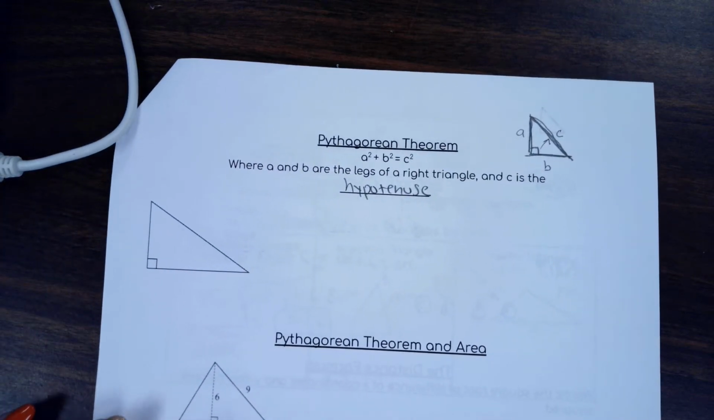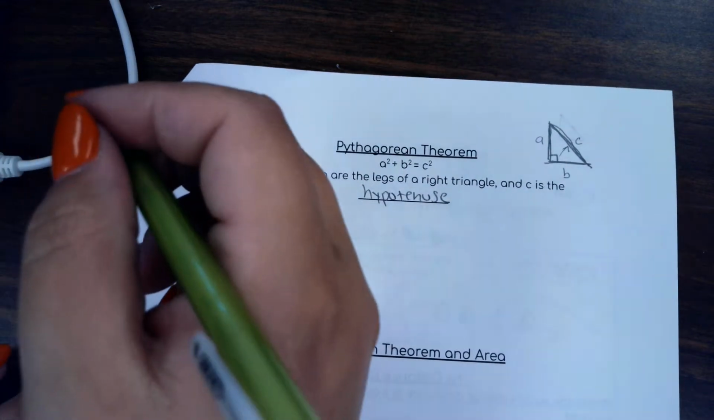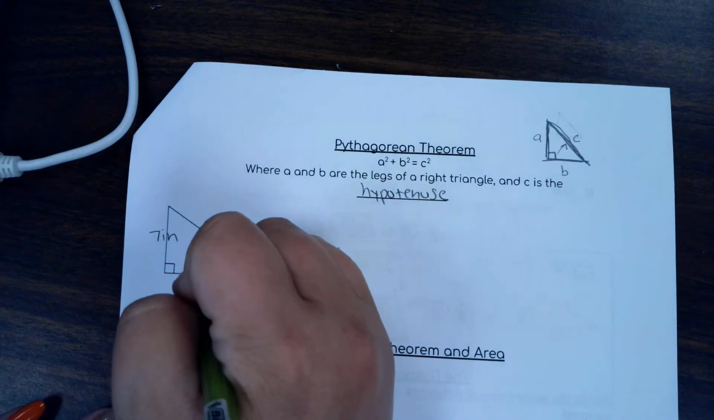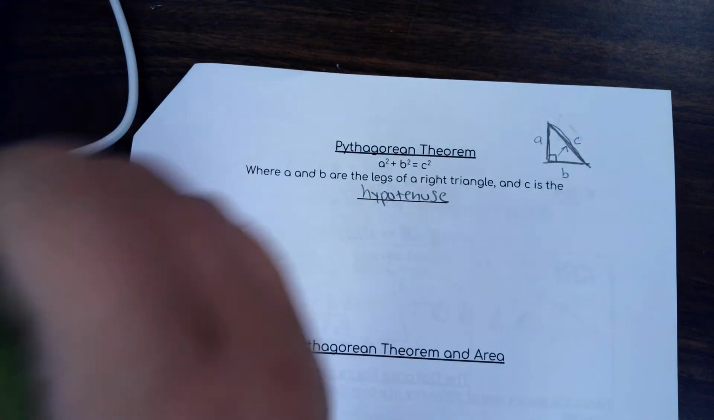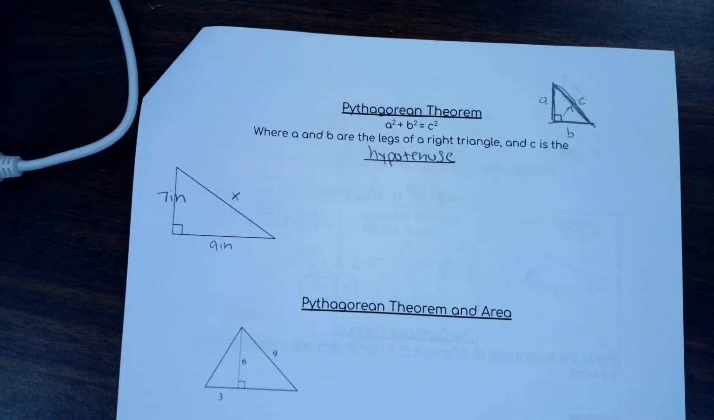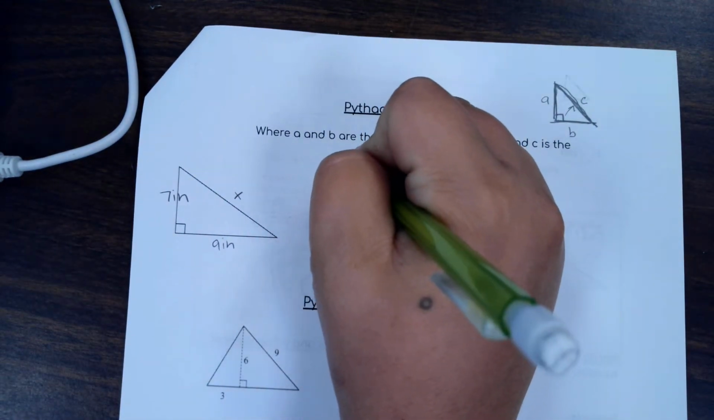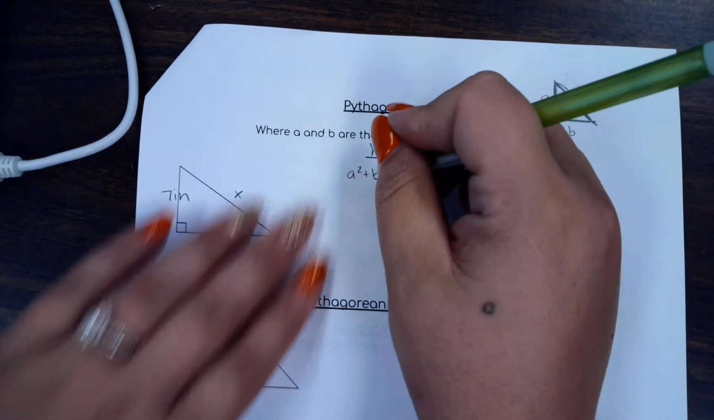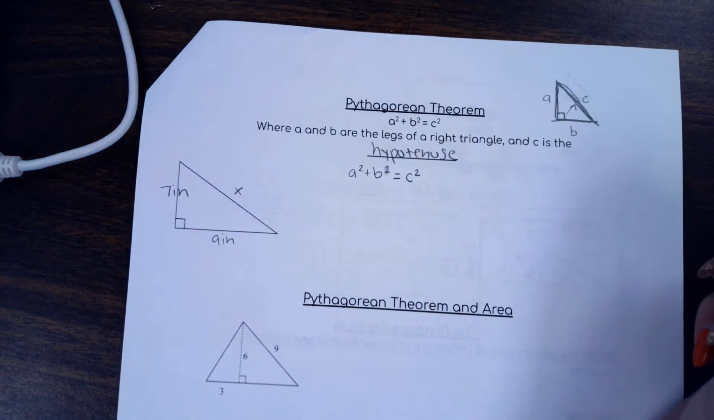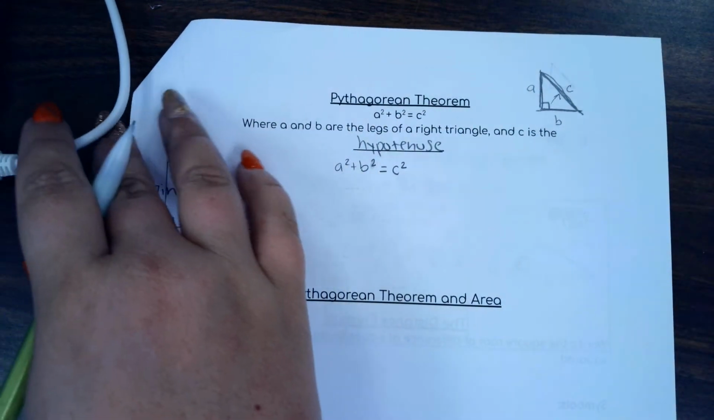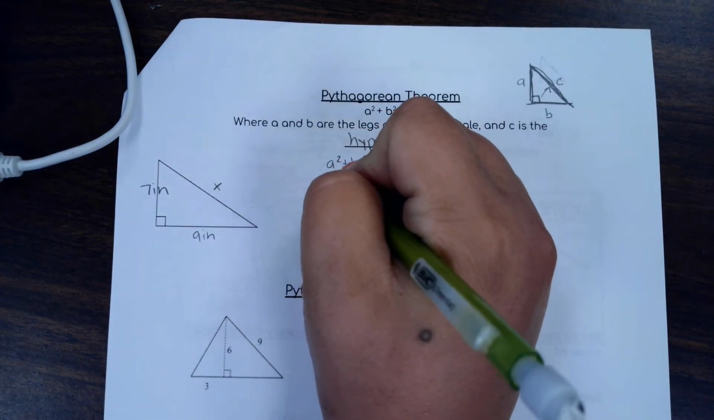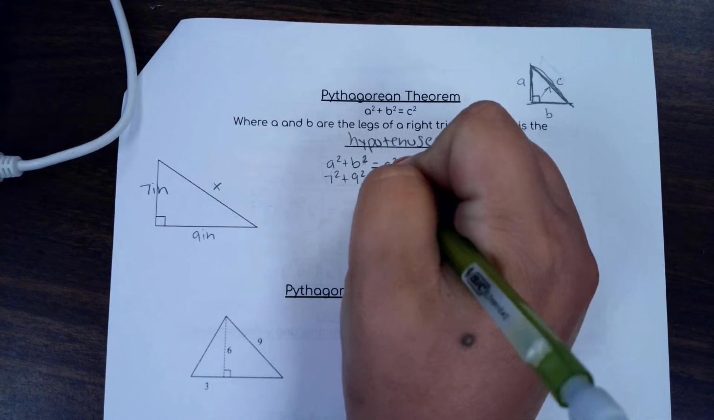Let's look at this triangle over here. Let's say this leg is 7 inches. This leg is 9 inches. I want to look for the hypotenuse. Well, we can use Pythagorean theorem. So a squared plus b squared equals c squared. The legs are 7 and 9, so we're going to plug those in for A and B. So we have 7 squared plus 9 squared equals C squared.